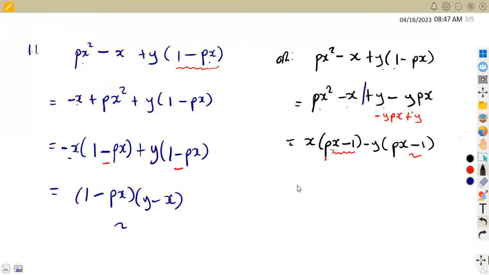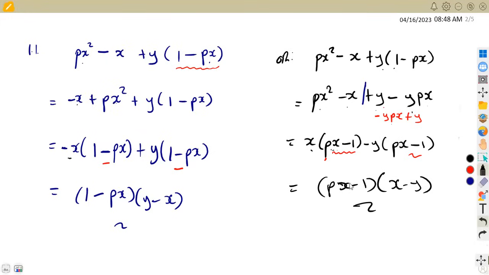So we can factor out that common bracket of px minus 1, and we remain here with x minus y. So these two are actually the same. It's only the presentation: to say it is 1 minus px here, it's px minus 1. Y minus x, this is x minus y. By these two, they are the same.